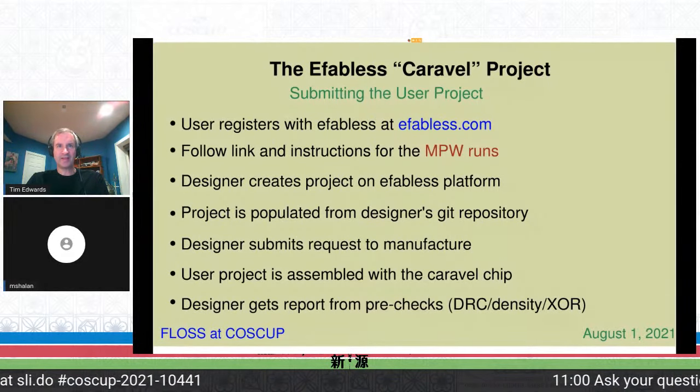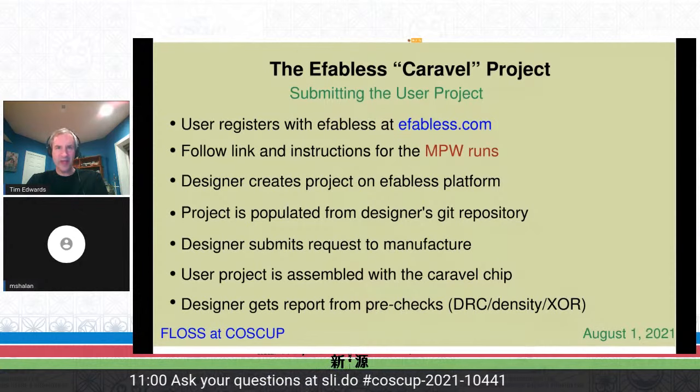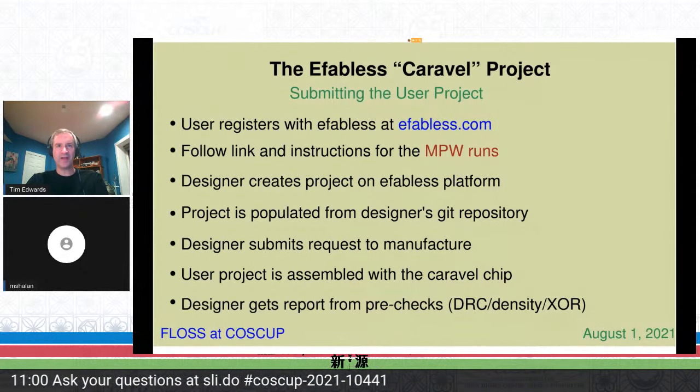After that, the designer just needs to follow the steps outlined on the web page and declare the project to be a submission for the shuttle run. The project is then queued on the system. The user project layout is integrated into the Caravel harness. Finishing touches like seal ring and fill density pattern are added. And the completed chip is passed through the same pre-check process that the user has completed for the project layout. If it passes the final pre-check, then it's ready to go to manufacture, and the designer just needs to wait for the part to arrive in the mail.